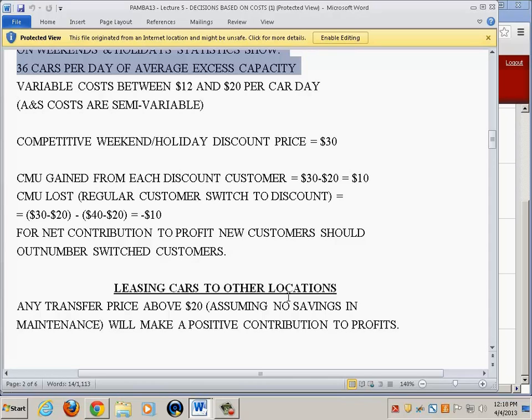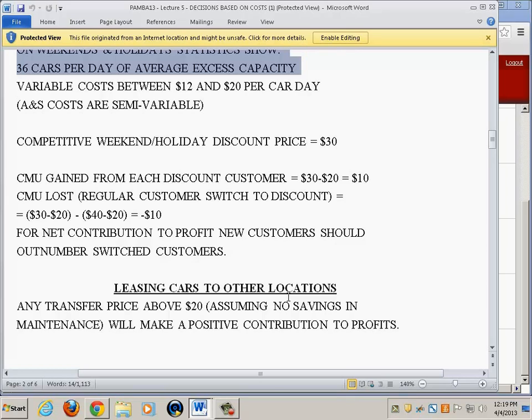Now, of course, in this example, if you have competition from other car rental companies, it's likely that the discounts on the weekends will leave a competitive price of 30, and therefore you're not going to get customers that would otherwise pay 43, because of the force of the competition. But if you don't have competition, that may not be clear.